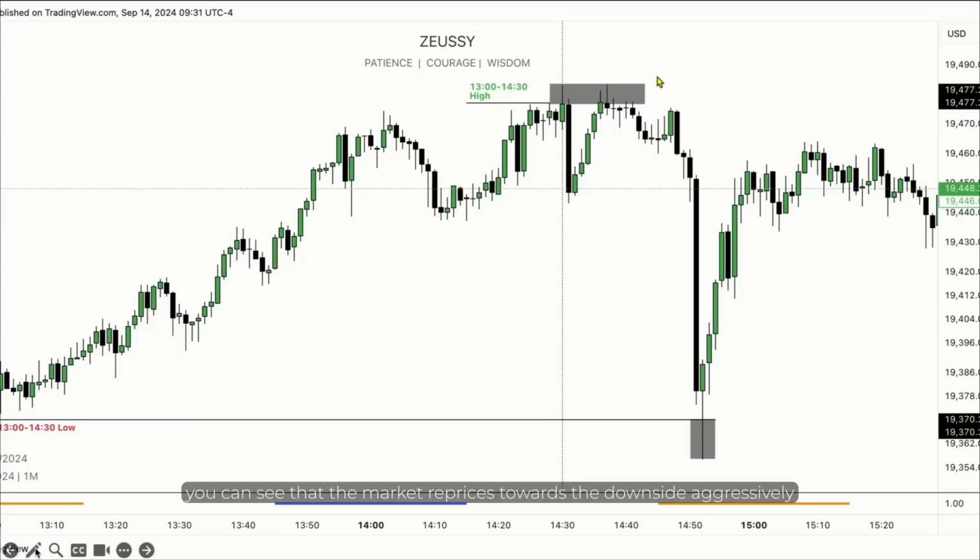reprices towards the downside aggressively, meaning it slams lower. This is a massive move within one minute candle, as you can see. What do we reprice into? Into the low of the previous 90-minute cycle. So let me just make that clear to you.